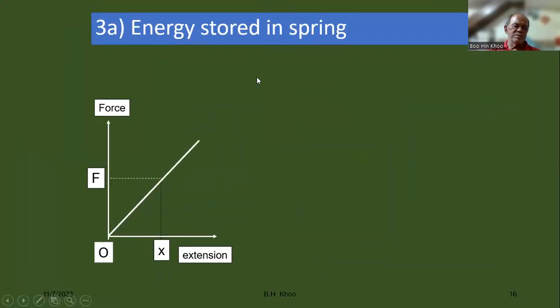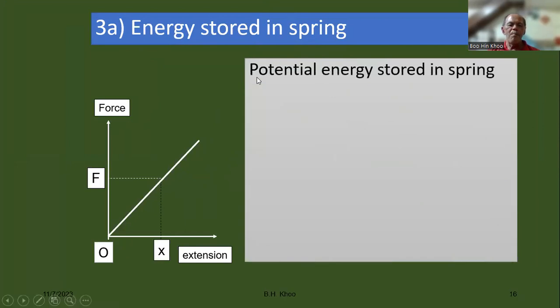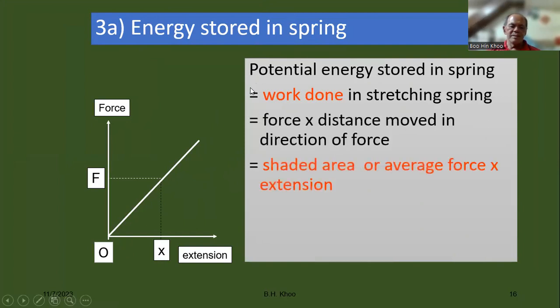And energy stored, energy stored in the spring. Work done in stretching the spring. That's a shaded area. Area of triangle, half Fx. And if we replace the F with Kx, we get half Kx squared.